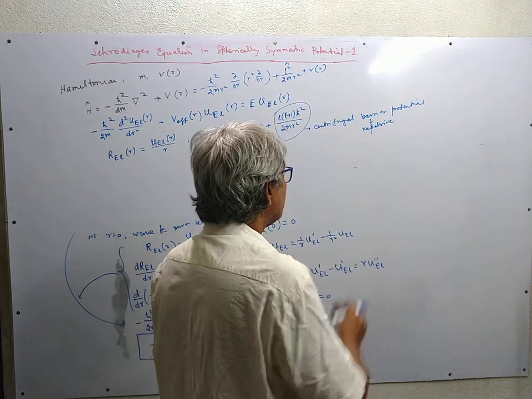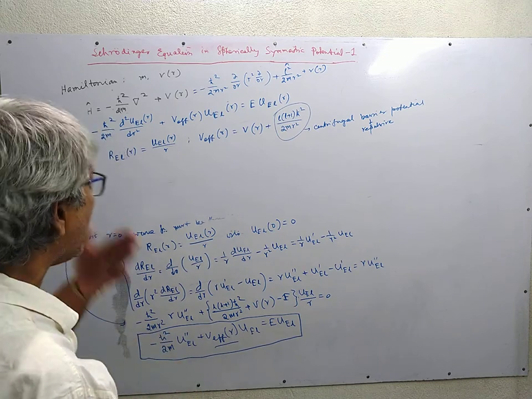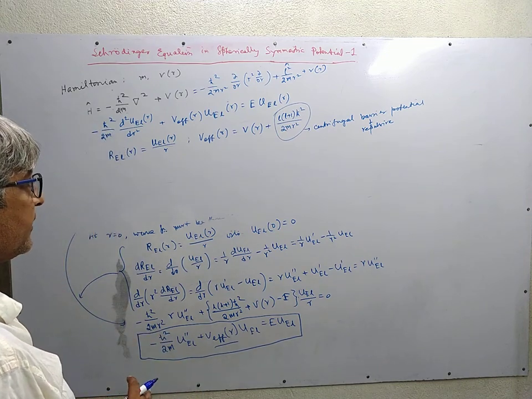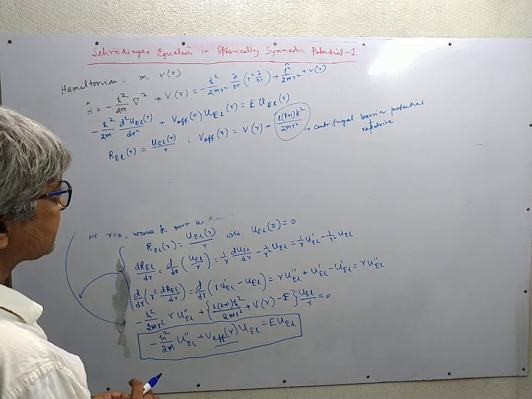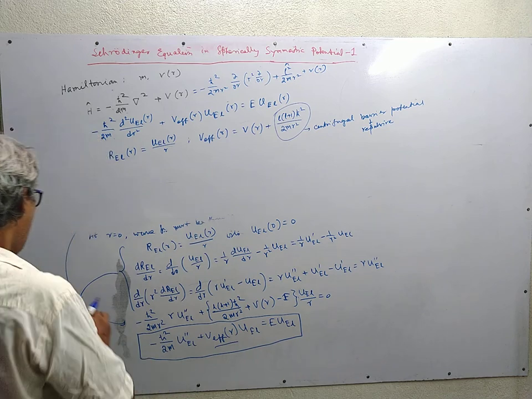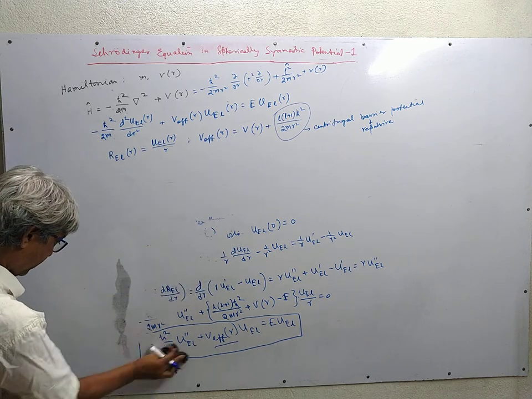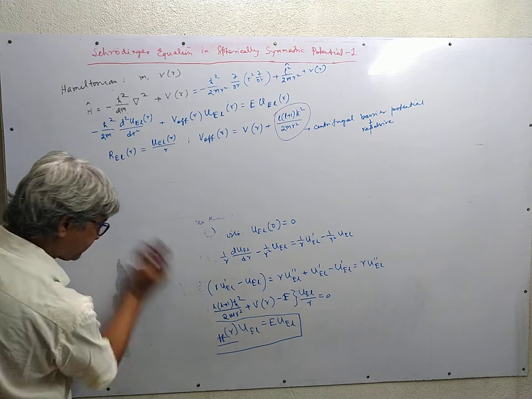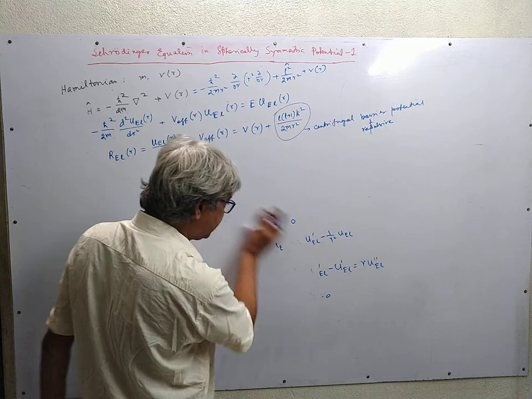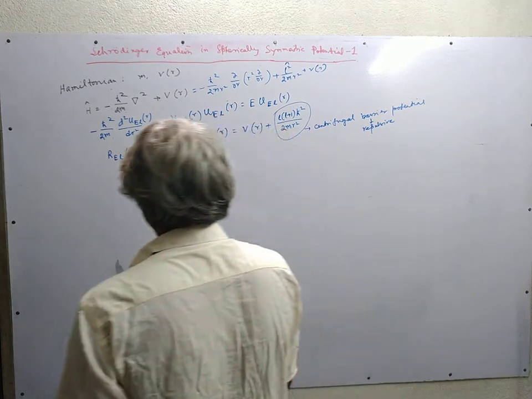For L is equal to 0, the potential is 0. For non-zero values of L, the potential provides a barrier potential that prevents the particle from coming to the region R is equal to 0. And Vr is the potential to which the particle is subjected. You note that the 1 by R potential is an infinite range potential.